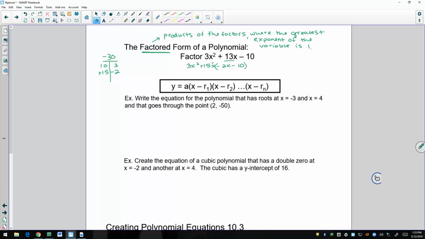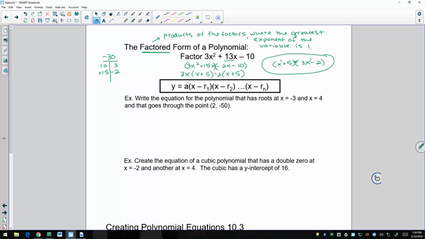So we grouped the last two and the first two, pulled out GCFs, so we can pull out a 3x, so that's x plus 5. We want x plus 5 in the second grouping, so we're going to pull out a negative 2. That gives us x plus 5. So this factors to be x plus 5 times 3x minus 2. This is the factored form of that polynomial. Notice there's multiplication between my two factors, and my highest exponent is a 1. We don't ever write x to the first, but that's the highest.